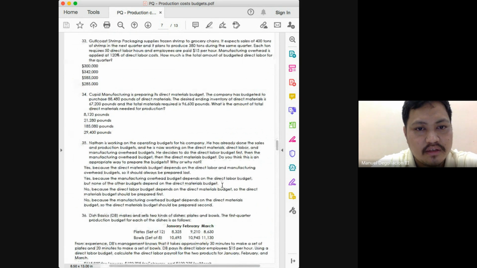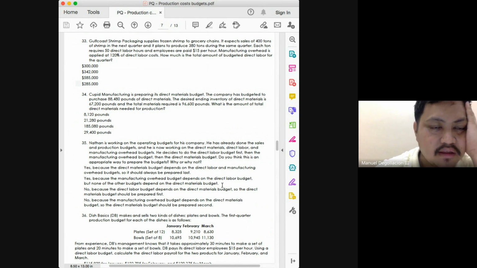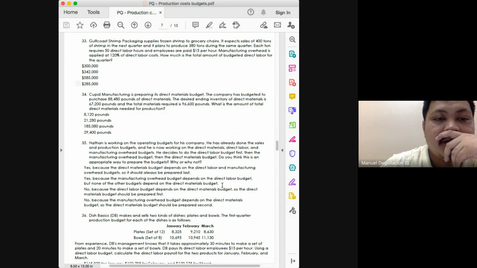Cupid Manufacturing, question first. What is the amount of total direct materials needed for production? Cupid is preparing a materials budget. The company is budgeted to purchase 88,480. Normally we'll be solving for the amount of materials to be purchased, but this time the amount of materials to be purchased is given, but we are asked how much will be needed for production.